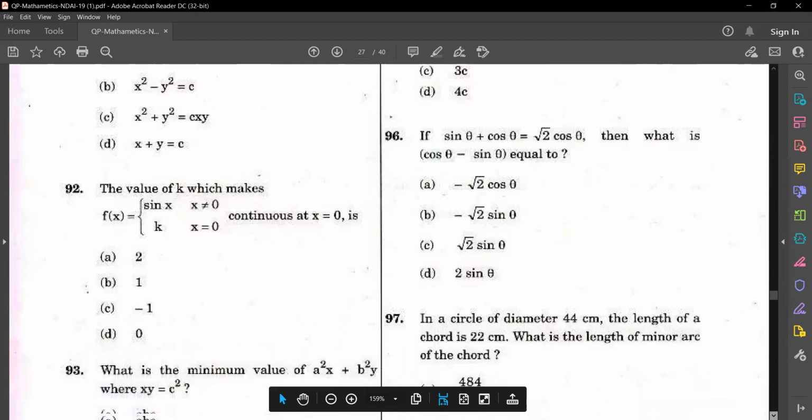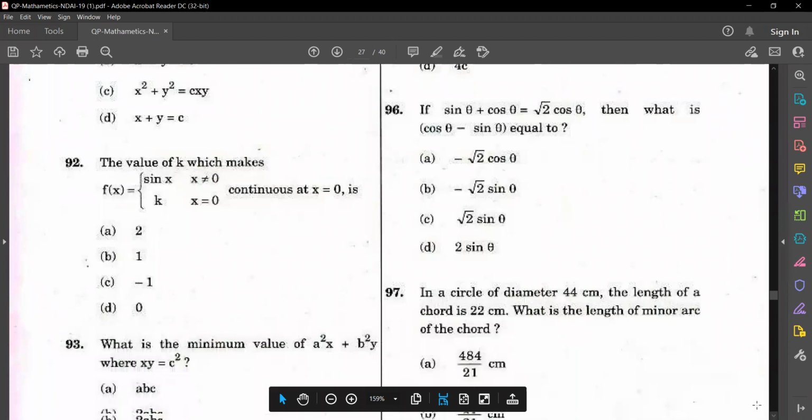Question number 96. All of you read the question number 96.